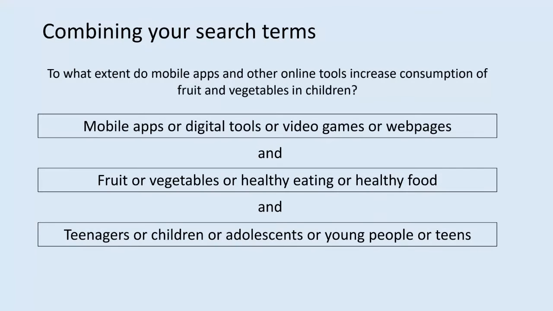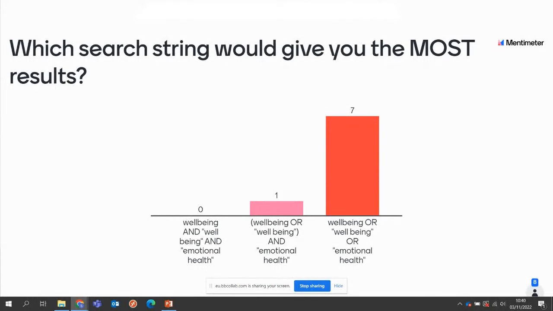Okay, so before we move on to the next section, I'm going to do a little quiz on Boolean. Have a go at answering this first question. Which search string, so the search string is our keywords that we're putting in, would give you the most results? Would it be well-being and emotional health? Or would it be well-being or emotional health?